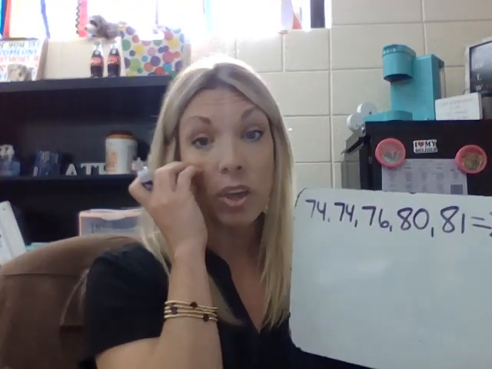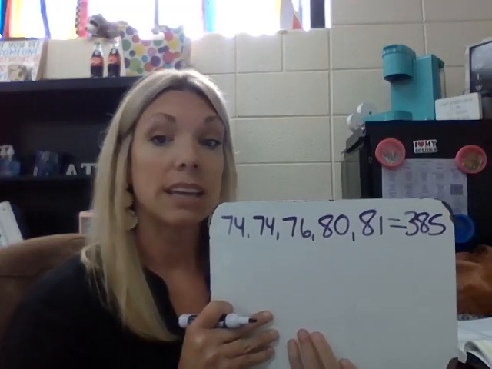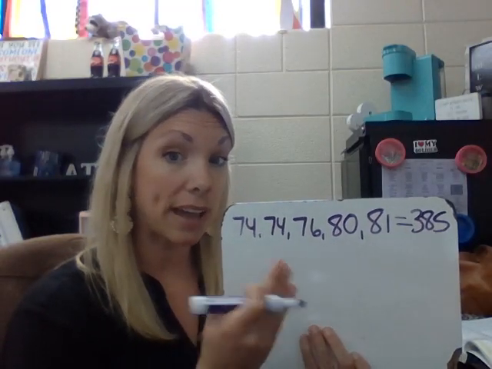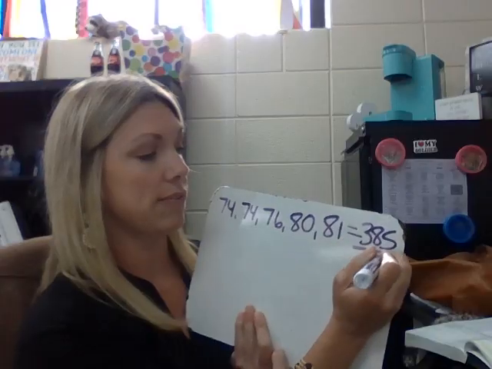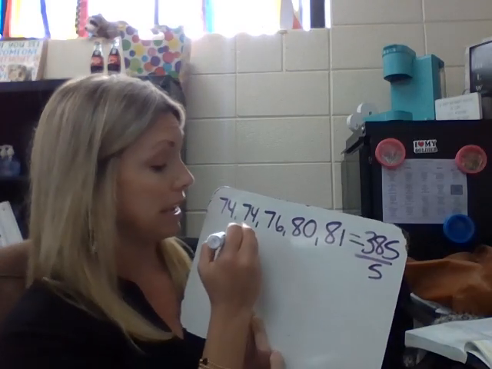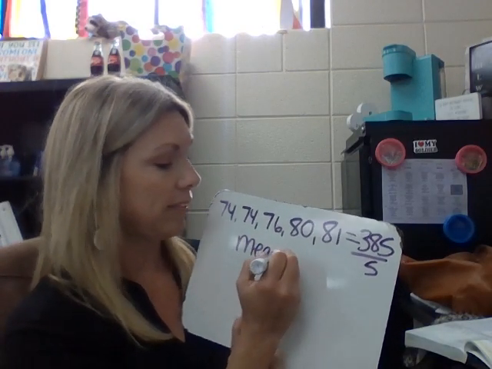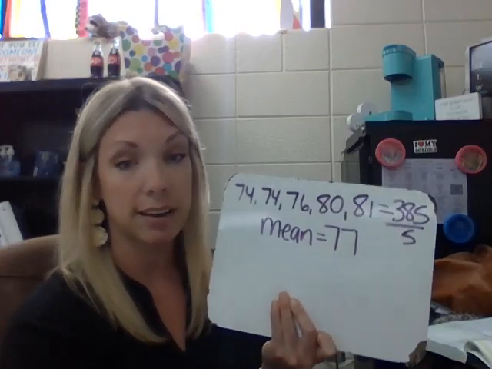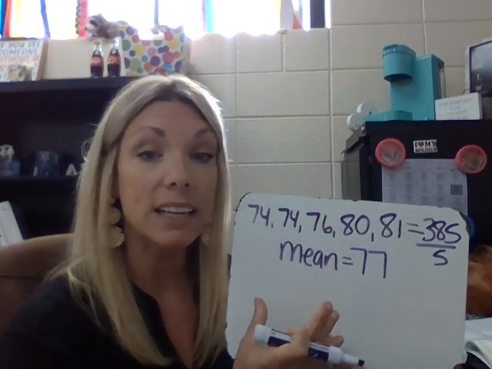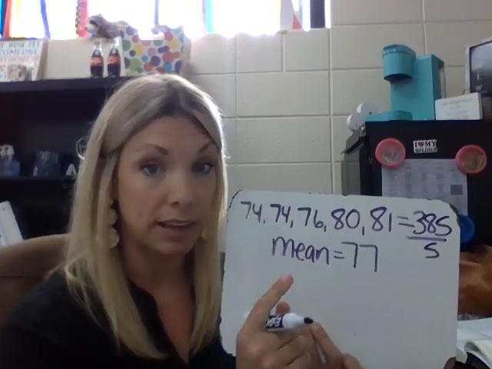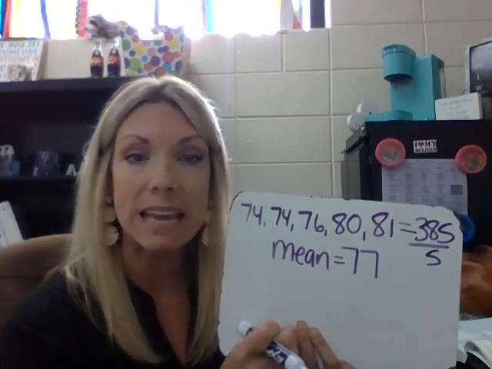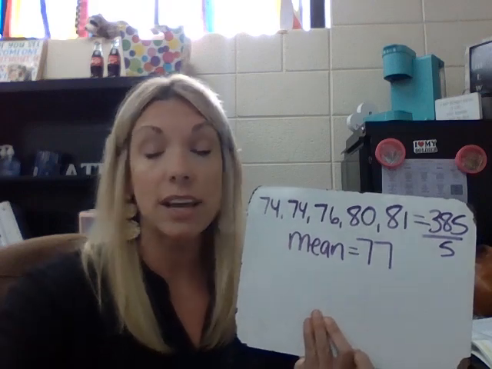Let me do it again. 74 plus 74 plus 76 plus 80 plus 81. 385, yes. 385 is your sum. Now we've got to divide 385 by how many numbers? We got to divide 385 by 5. Your mean then is a 77. That is your mean. Finding your mean is the first step in finding your MAD, the mean absolute deviation.